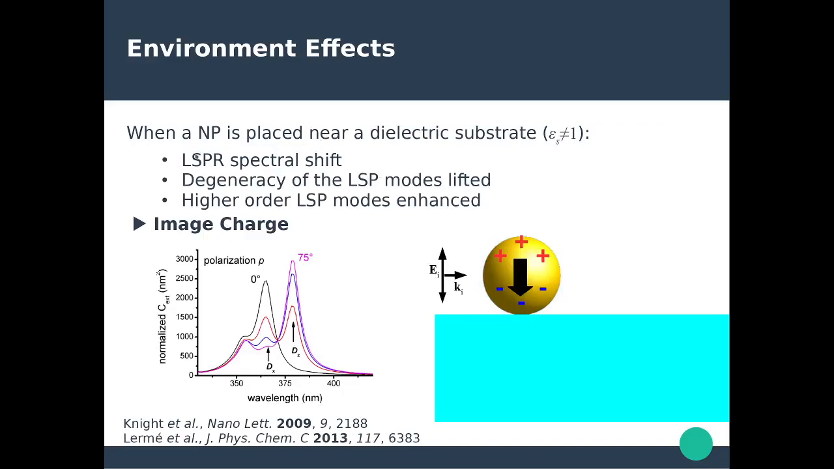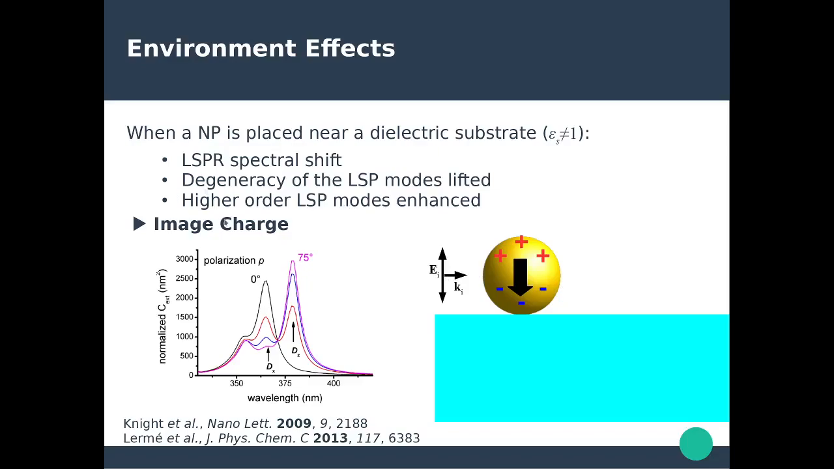You can observe spectral shift. So the amount of shift and the direction of the shift will depend, of course, on the incident polarization and on the dielectric permittivity of the substrate. So that's also going to allow us to lift some degeneracy of the LSP modes, because now the dipole resonance along this direction will not have the same energy as the dipole resonance in the horizontal direction.